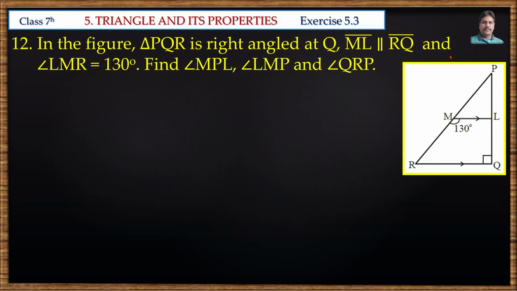Parallel to RQ and angle LMR is equal to 130 degrees. Find angle MPL, angle LMP and angle QRP. Let us solve this problem.